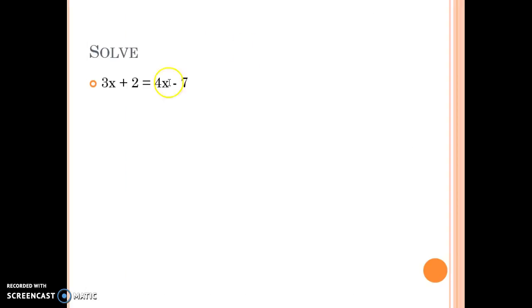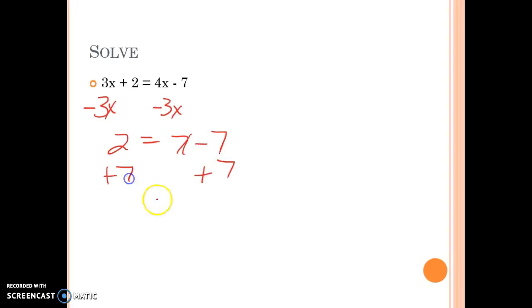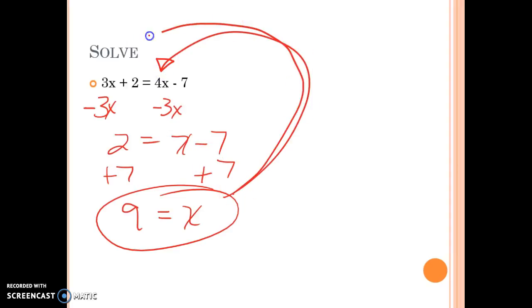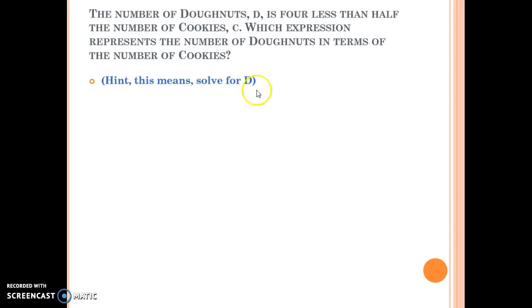Next problem, be able to solve a 2-step equation. We want to solve by getting all of our x's on one place, so I'm going to subtract 3x from this side, which gives us 4 minus 3x is 1x. Want to isolate the x all by itself? I can do that by adding 7 to both sides. X is equal to 9. You can test this for yourself by plugging 9 in to both locations where you find an x and seeing if it makes a true statement.